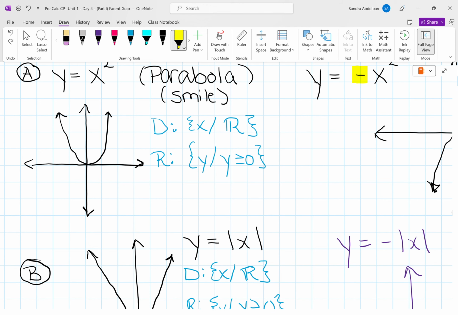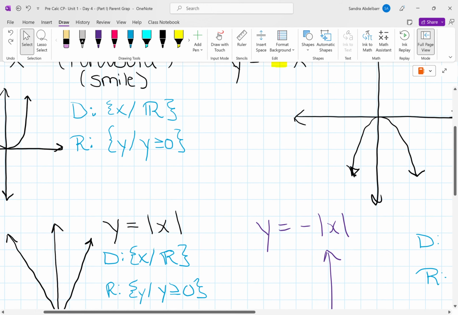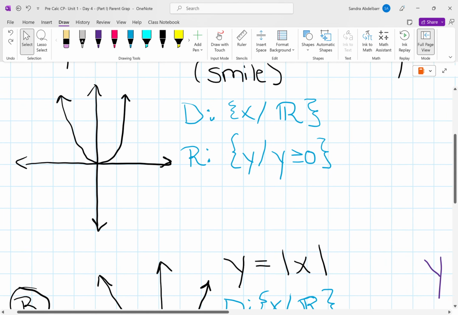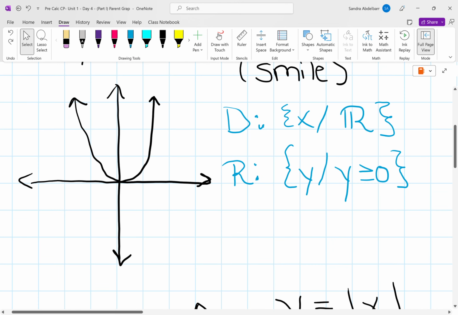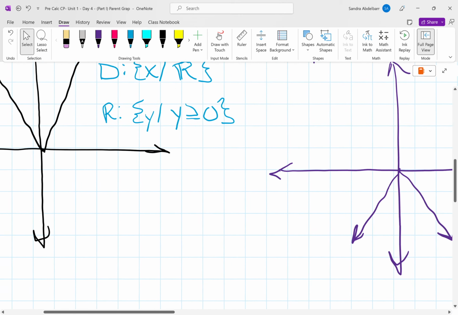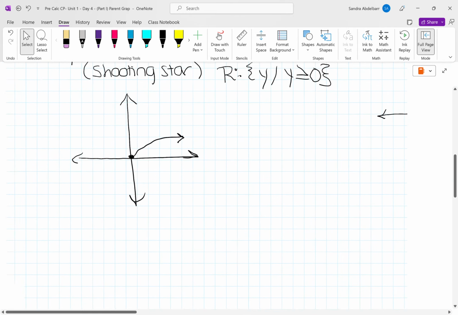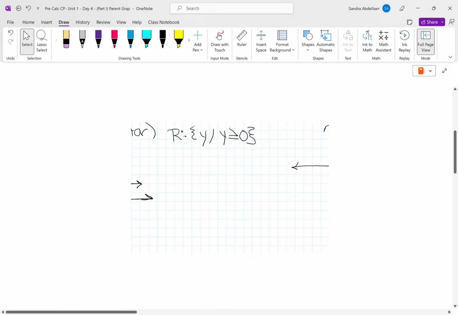So now the range is the y. So now for the domain, you're looking furthest left, furthest right. For range, you're looking bottom to top. So what's the lowest point here? Our lowest point is 0. It's included because it's part of the graph. What's our highest point? Arrows. So that's positive infinity. So it's going from 0 to positive infinity. So that means it's greater than or equal to 0. Good? Do you want me to show you on the shooting star, or you get it now? I got it. You got it? Okay.